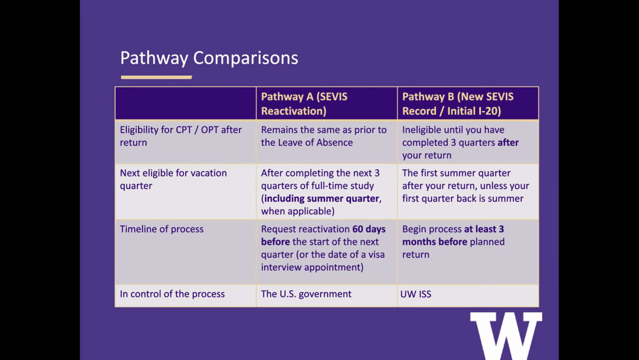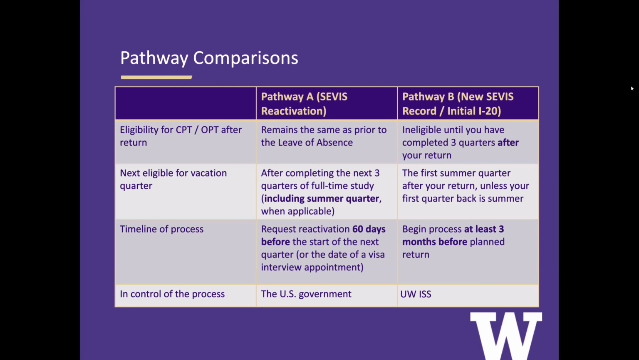Another difference is the next eligible vacation quarter. If you return with a reactivated SEVIS record, you will need to complete the next 3 consecutive quarters of full-time study. With an initial I-20, you are eligible for a vacation quarter the first summer you return, unless your first quarter back is summer. There's also a difference in the timeline for processing.